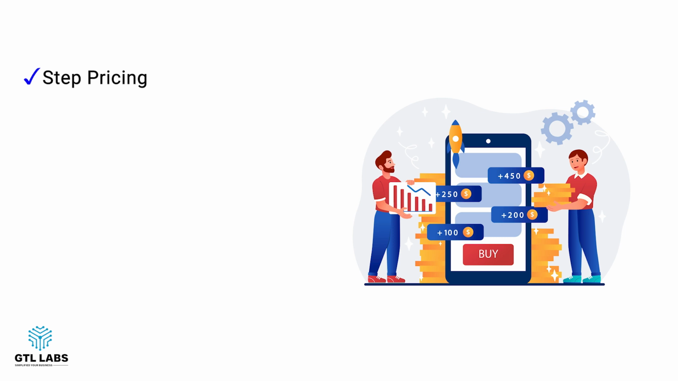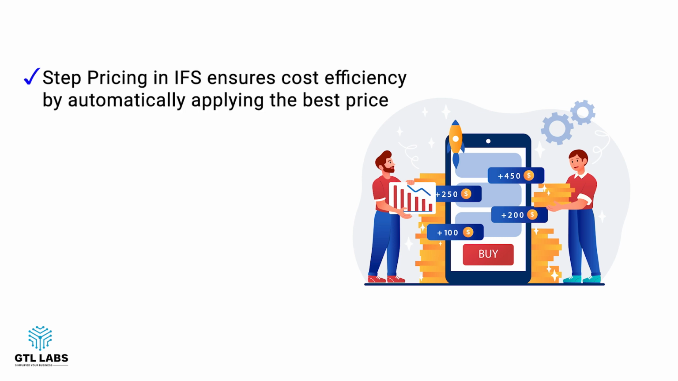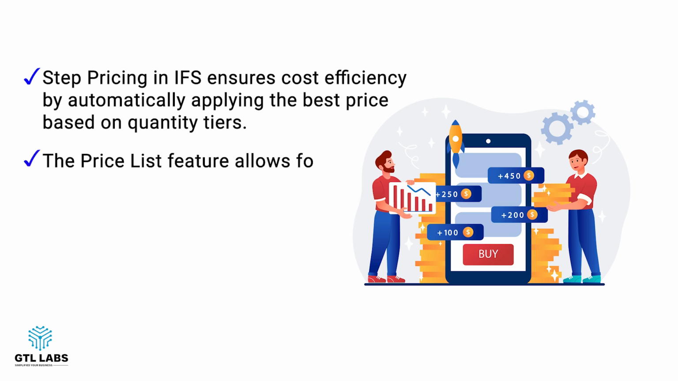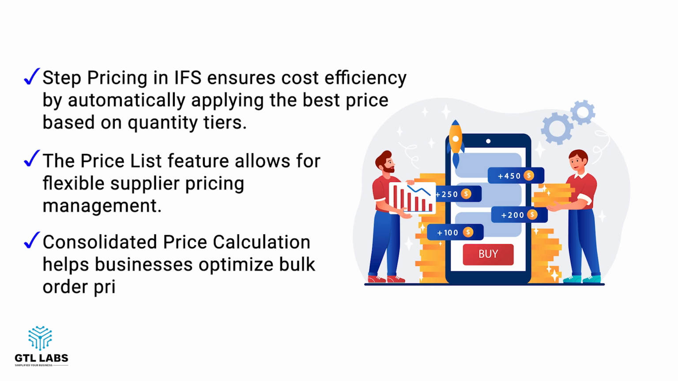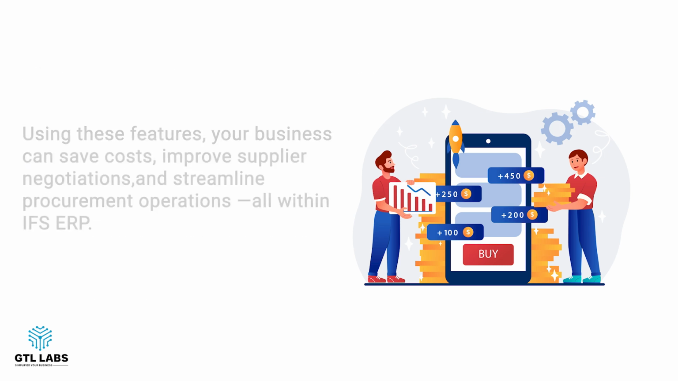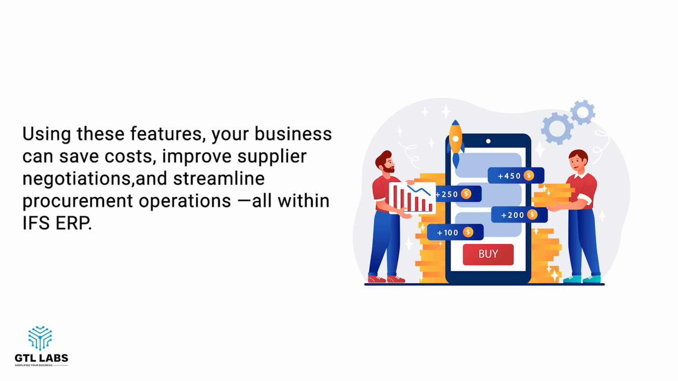Step pricing in IFS ensures cost efficiency by automatically applying the best price based on quantity tiers. The price list feature allows for flexible supplier pricing management. Consolidated price calculation helps businesses optimize bulk order pricing. Using these features, your business can save cost, improve supplier negotiations, and streamline procurement operations all within IFS ERP.